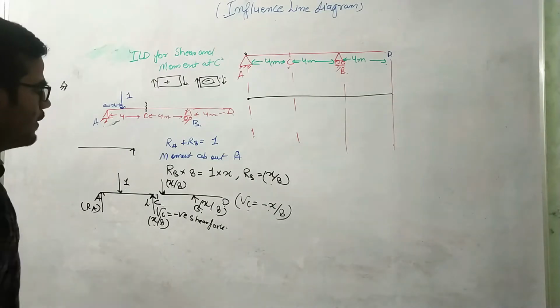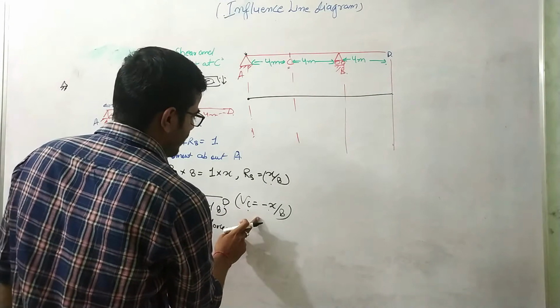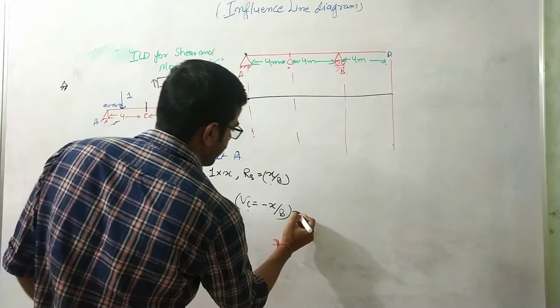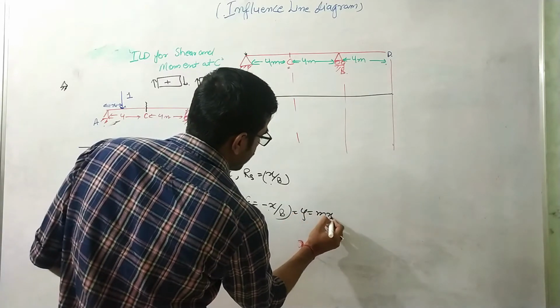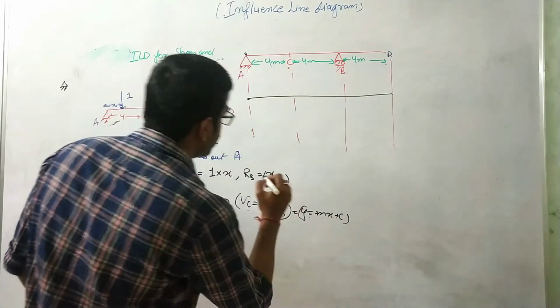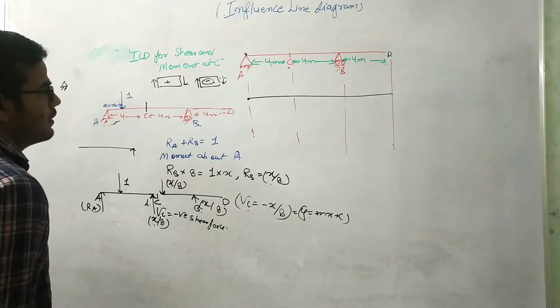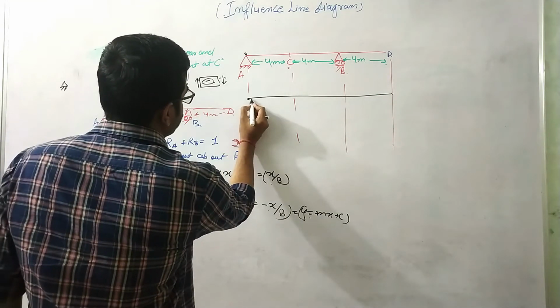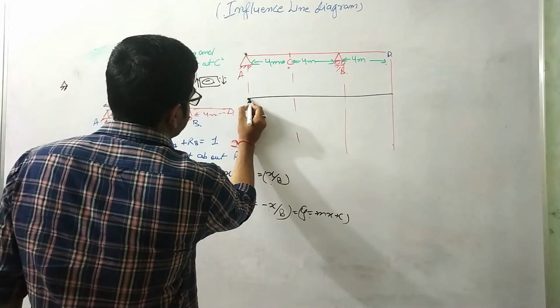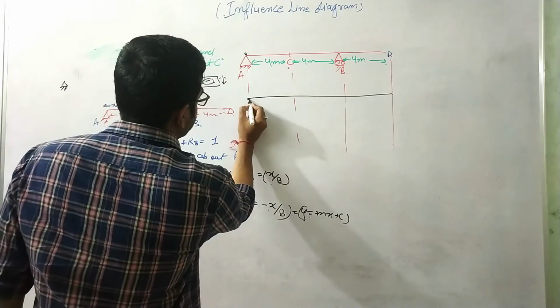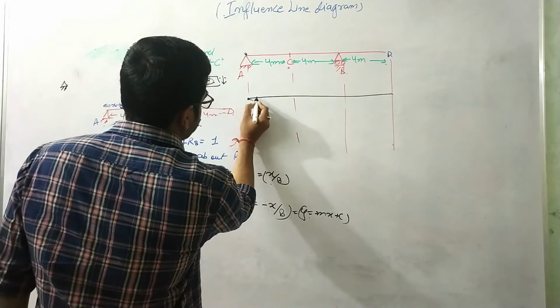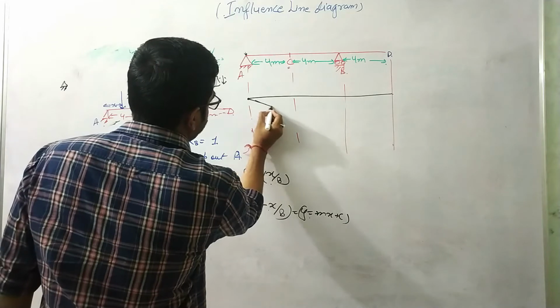Now, as you can see, the variation is linear. Okay, and its slope is negative. This is y equals minus mx plus c. Okay, so this graph, this function should come below this axis. Okay, and that is a linear variation.